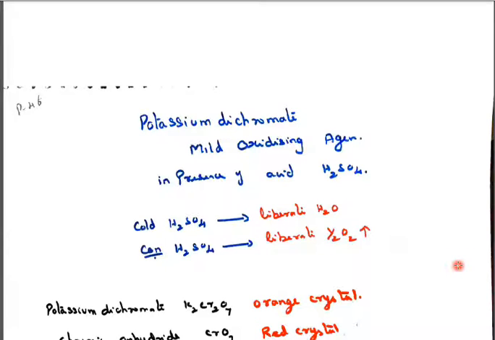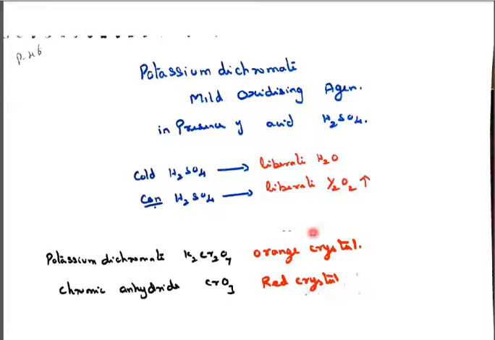Potassium dichromate is a mild oxidizing agent in the presence of concentrated sulfuric acid. With concentrated sulfuric acid in cold condition, it liberates water. In hot condition, it liberates oxygen gas. This is one mark. Potassium dichromate is an orange crystal.